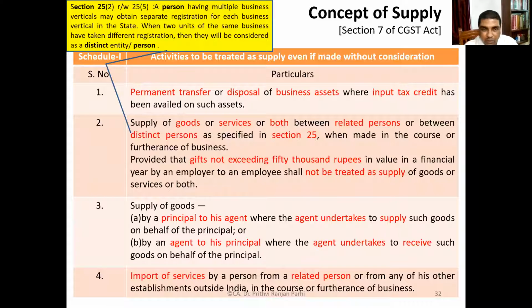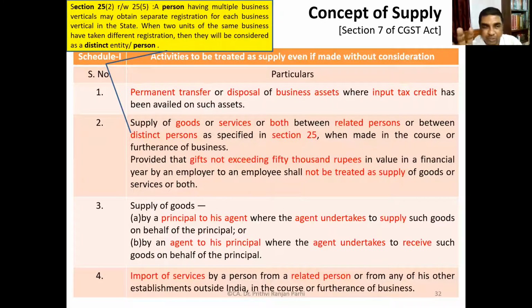Then point 4, the last in the list, is the import of services by a person from a related person or from any of his other establishments outside India. So it must come from a related person or from his own establishment outside India. It might be from a branch, might be some other office outside India. And if it is in the course or furtherance of business, then even if there is no consideration, that will still be regarded as supply.